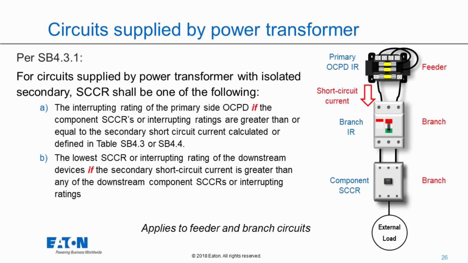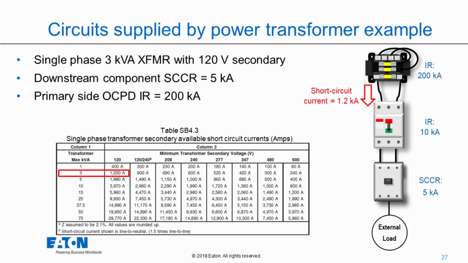And then what I can do is take that secondary short circuit current rating and compare it to the downstream ratings, interrupting ratings and short circuit current ratings. And if that secondary short circuit current is less than all of the ratings of the downstream components, then what I'm permitted to do is say that the short circuit current rating of that entire branch is equivalent to the primary protective device interrupting rating from that transformer. So let's do an example because it's a lot of words and it gets kind of complicated.